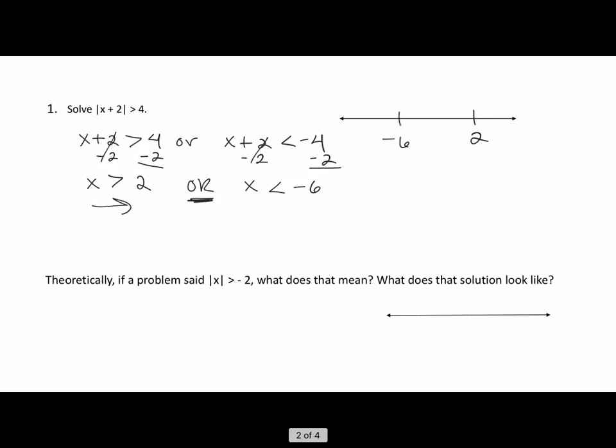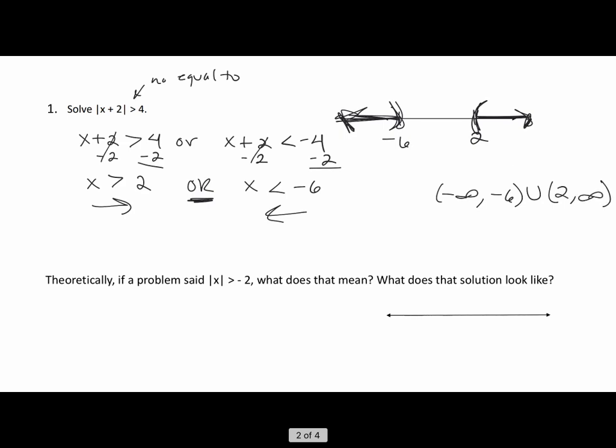We want everything greater or to the right of 2, not including it because there's no equals to. So don't include that. And then we want everything less than negative 6, but not including negative 6. So this union is our solution: from negative infinity to negative 6, stop, and pick back up again at 2 to positive infinity. There's no repeating of elements, so this is a good union.